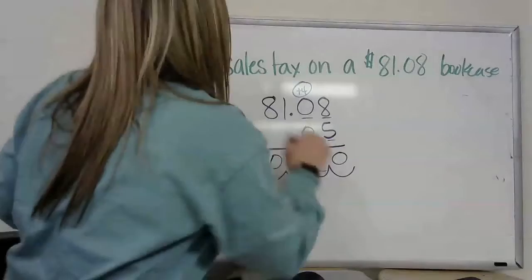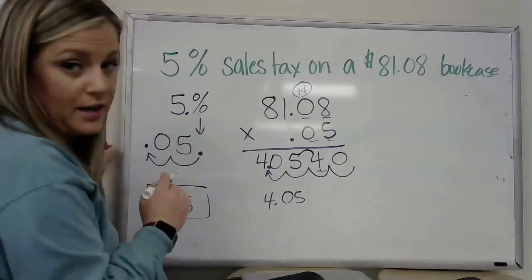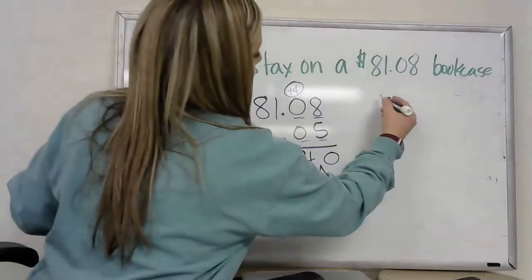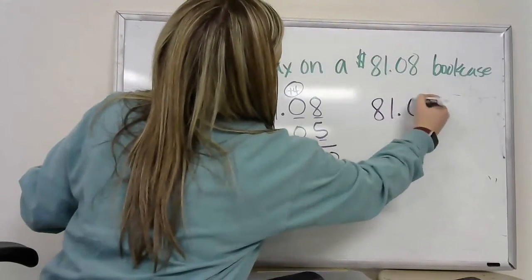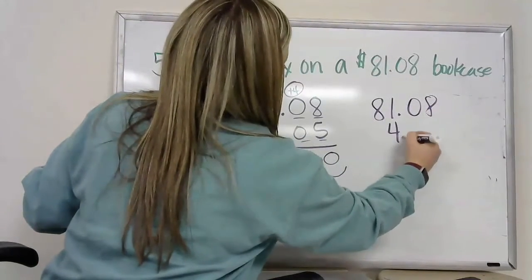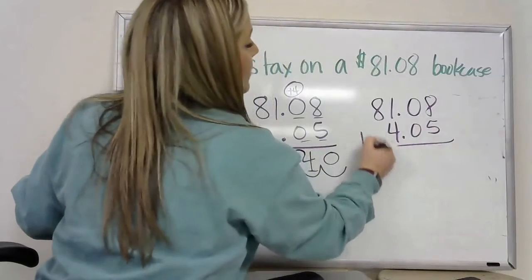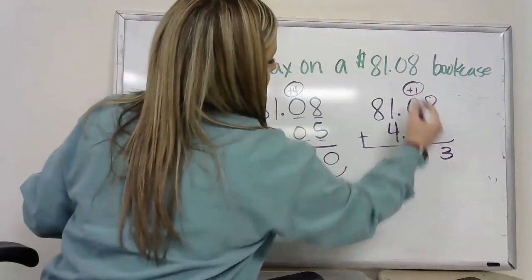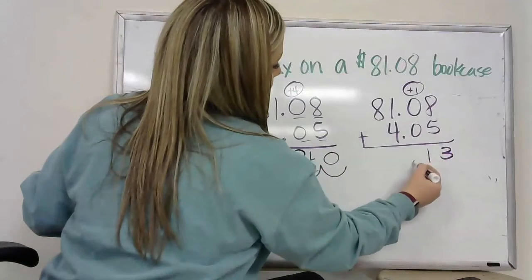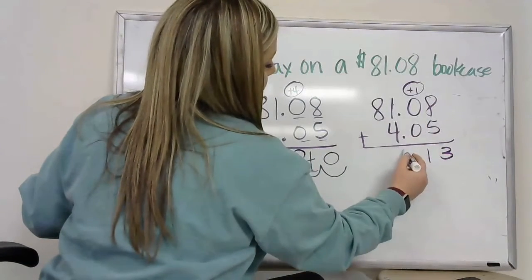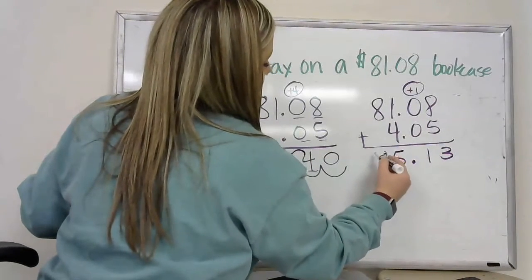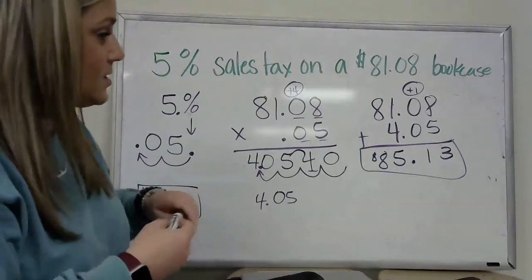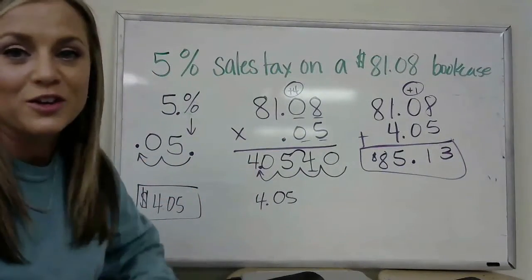So now we got to figure out what is the total cost. So this is part of our answer, the $4.05. Now we're going to take that and add it to the $81.08. All right, guys, this is real life. You will be doing this. Okay, so 8 plus 5 is 13. 3 can stay, 1 got to go. 1 plus 0 is 1. Bring down my decimal. 1 plus 4 is 5. And 8 plus nothing is 8. So that bookcase, if we want to walk out the door with it, is going to cost us $85.13.